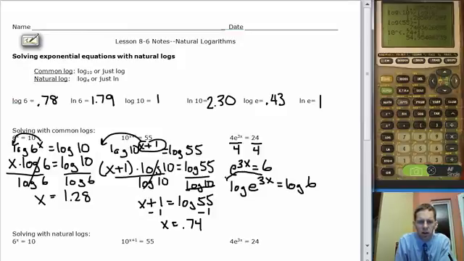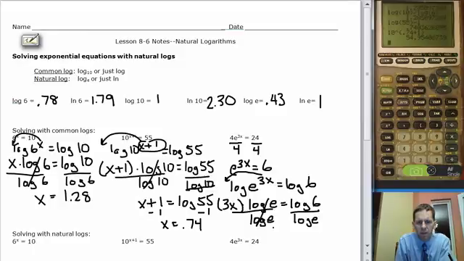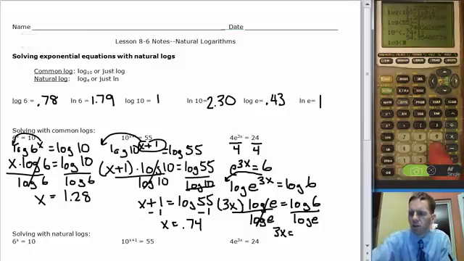Now you can move this entire exponent, which is 3x. If you want to put it in parentheses, that's fine. Times log of e equals log of 6. To get x by itself, we'll first divide both sides by the log of e. This will cancel out on the left side. On the right side, we also divide by log of e. This will give us 3x equals the log of 6 divided by the log of e.